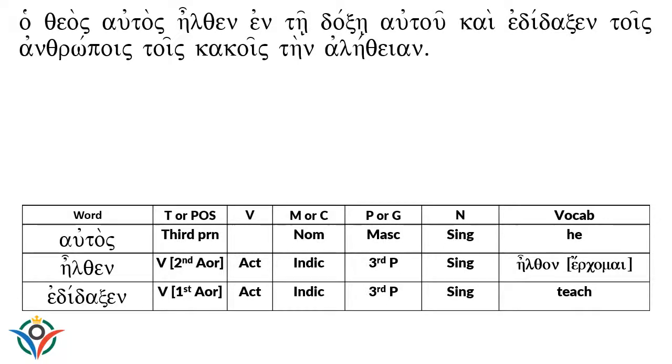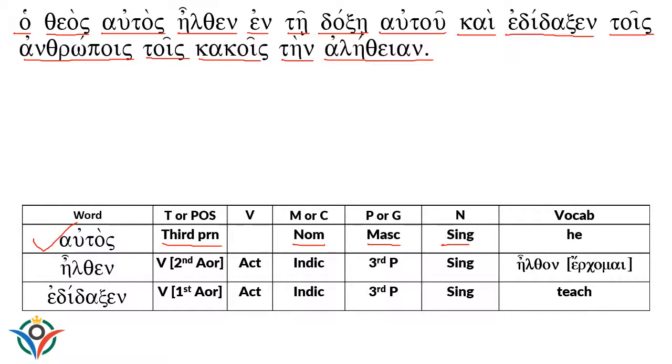So our first example reads as follows: ho theos autos eilthen en te doxe autou kai edidaxen tois anthropois tois kakois ten aletheian. So let's parse one or two words here first. The first one I want to parse is autos. It's a third person personal pronoun. It's in the nominative case, masculine gender, singular number, and the vocab is he.